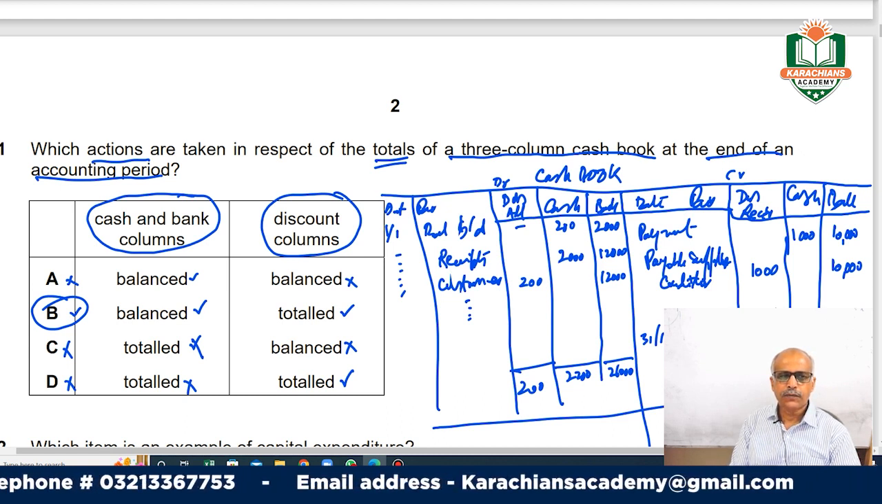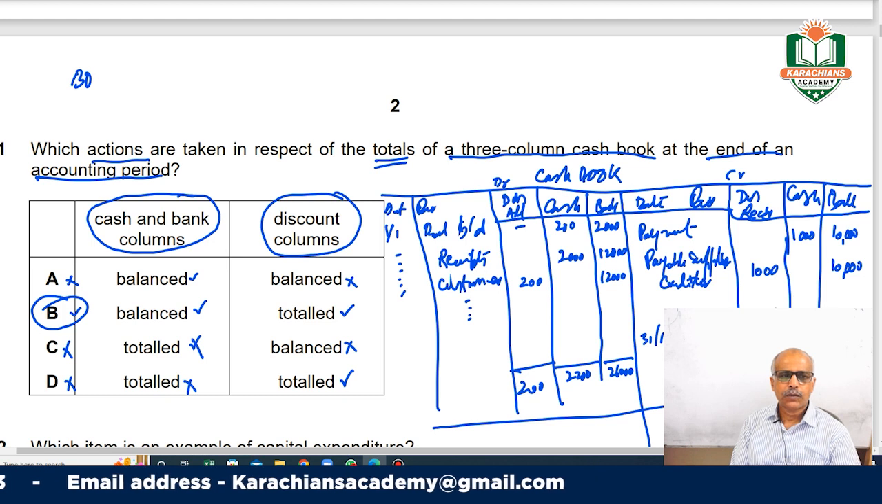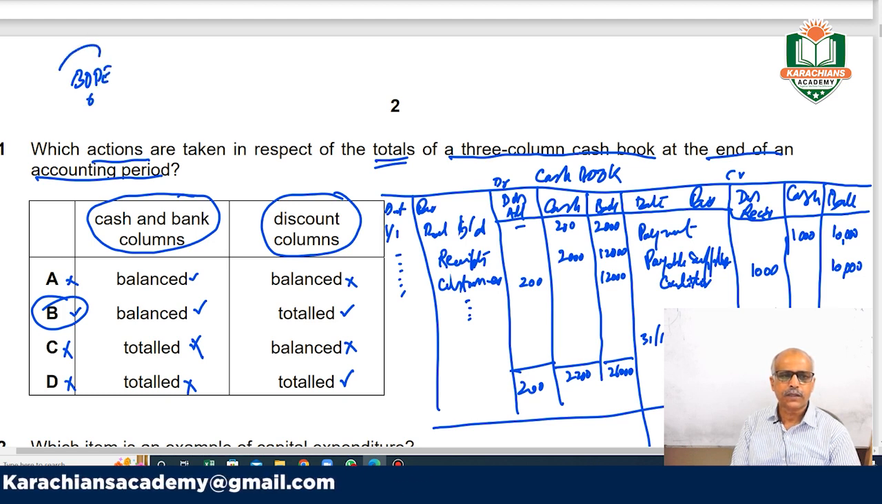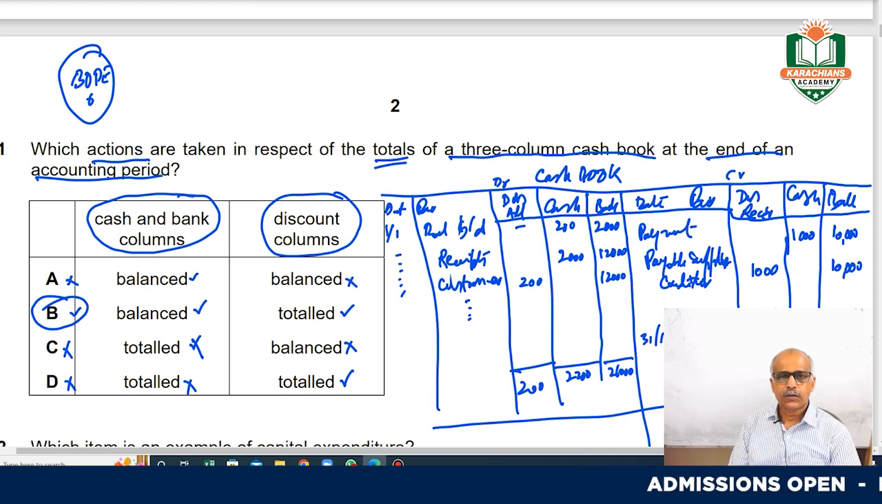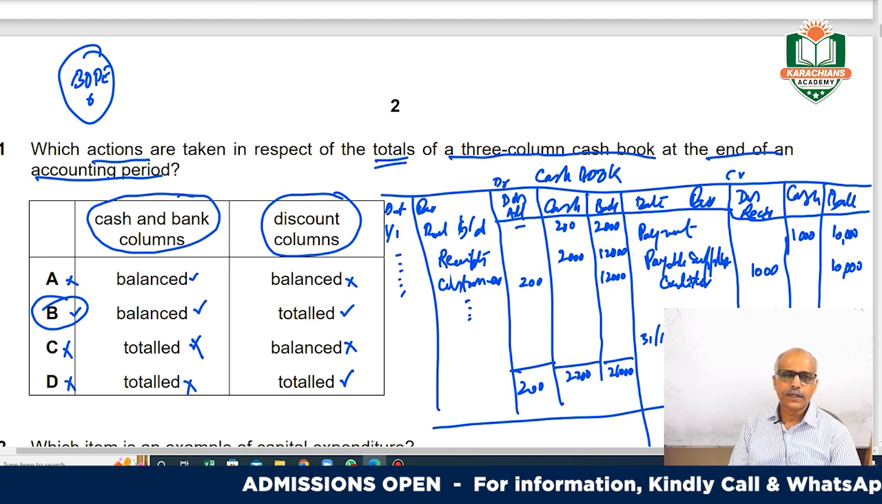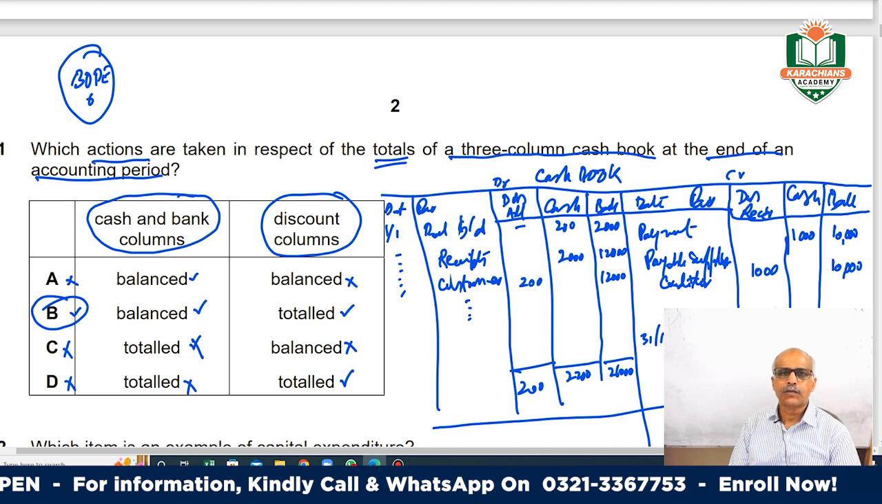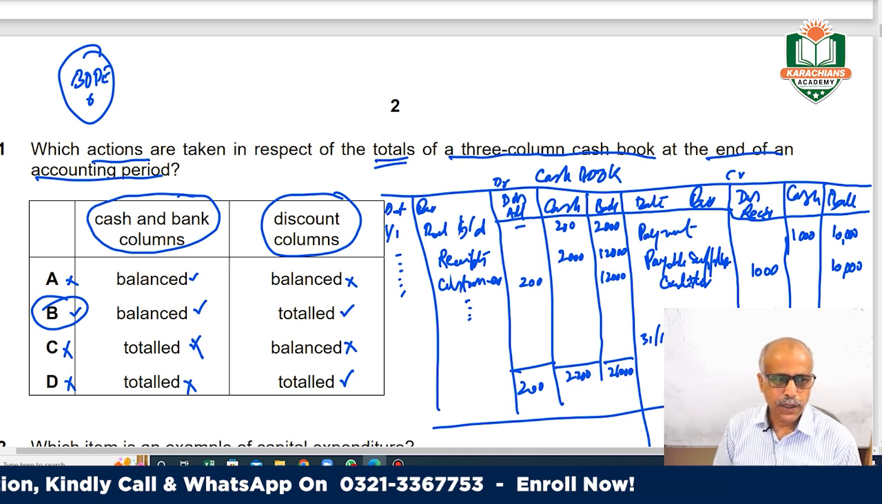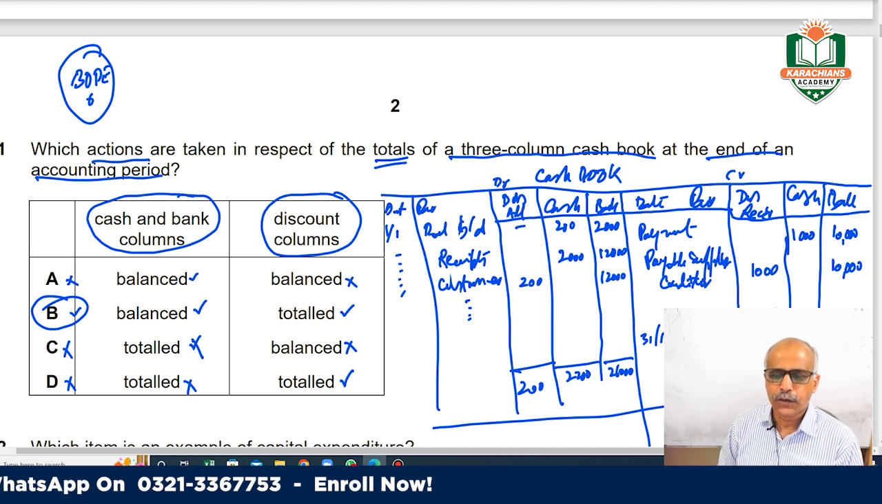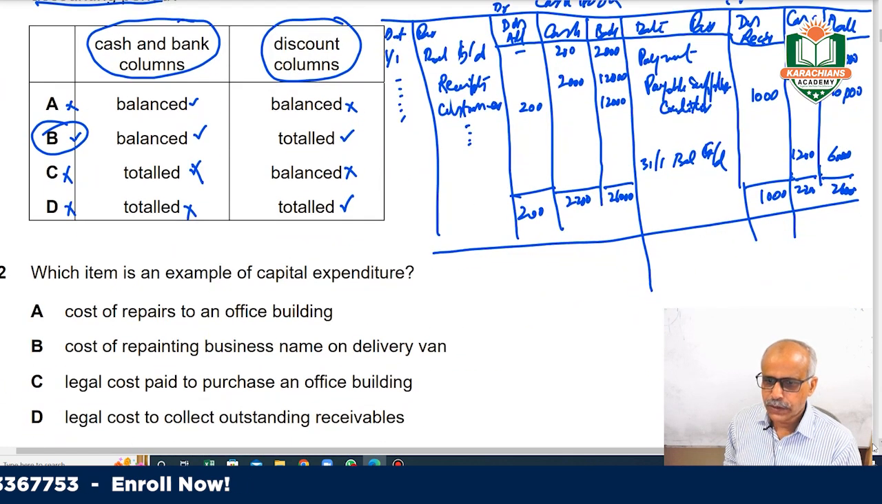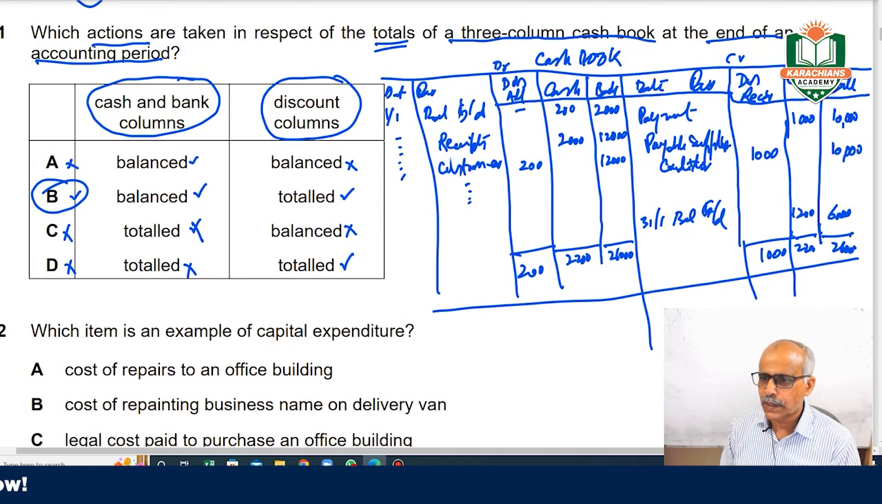If you remember the books of prime entry, we have 6 books of prime entry: the purchase day book and its return day book or return journal, and the sales day book and its return journal. These are the 4. The 5th one is the cash book, and the 6th one is the general journal. So the cash book is a 3-column cash book. I have prepared one example here just to explain to you.